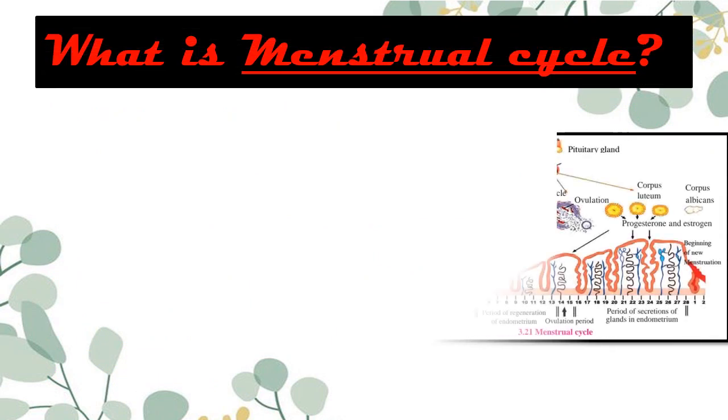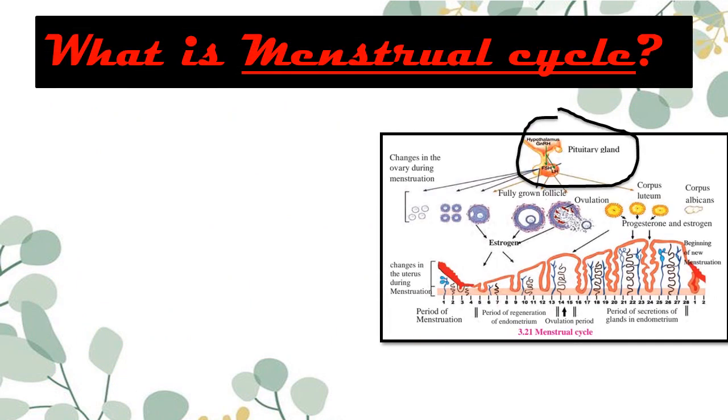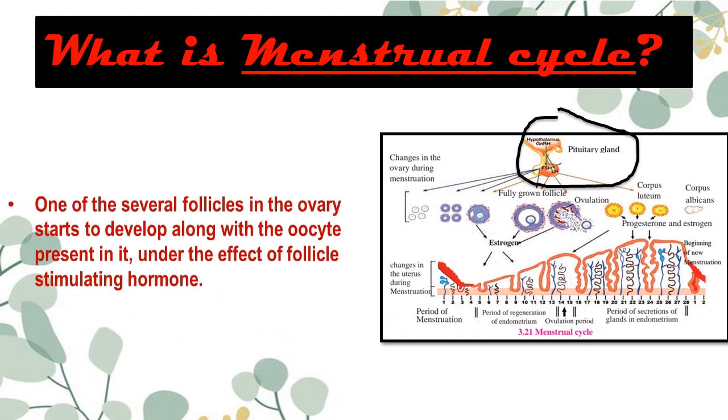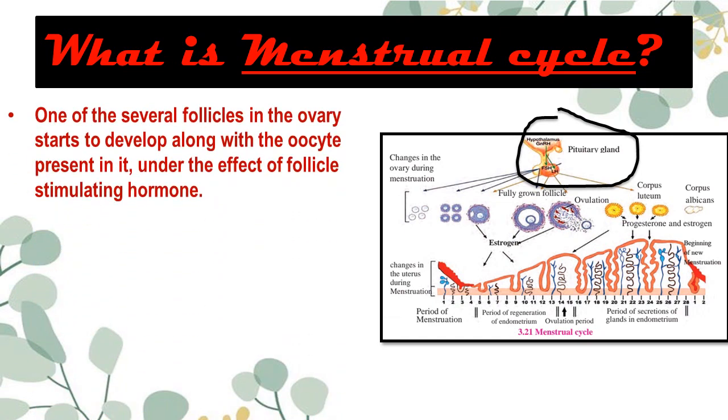Okay, so student, this is a chart of a menstrual cycle. You observe that pituitary gland is secreting hormones, that is FSH and luteinizing hormone. Okay, so one of several follicles in the ovary starts to develop along with the oocyte present in it, under the effect of a follicle stimulating hormone.